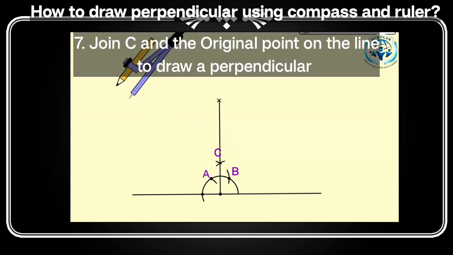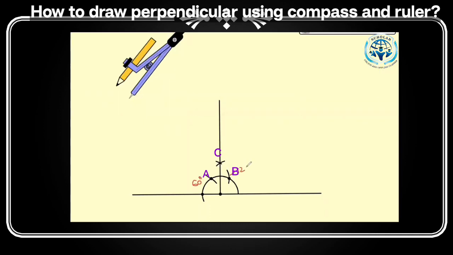Now join the original point through C and draw a perpendicular line. So it was the method to draw the perpendicular to the given line using compass and ruler. Now the first arc was of 60 degrees, the second arc was of 120 degrees. So the middle line will be of 90 degrees.